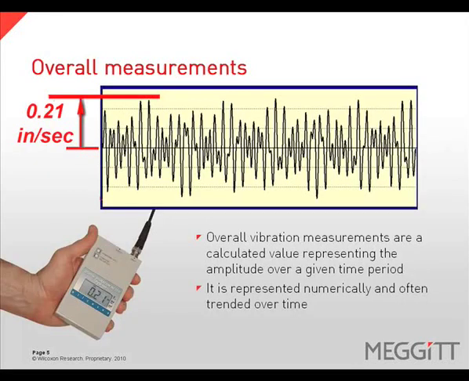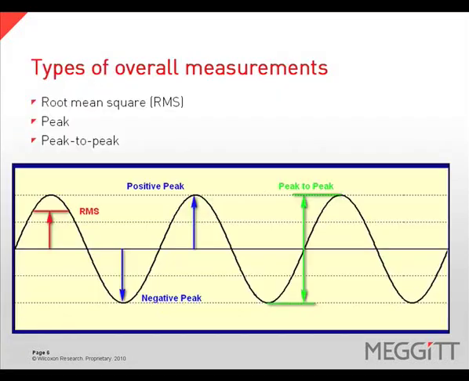Overall vibration measurements are a calculated value representing the amplitude over a given period of time. It is represented numerically and often trended over time. Overall vibration measurements can be expressed in one of three ways. Root mean squared, or RMS, which is the average energy. Peak, which is a measure of either the highest peak in the positive direction or the highest peak in the negative direction. Or peak to peak, which is a measure from the highest peak in the positive direction to the highest peak in the negative direction.